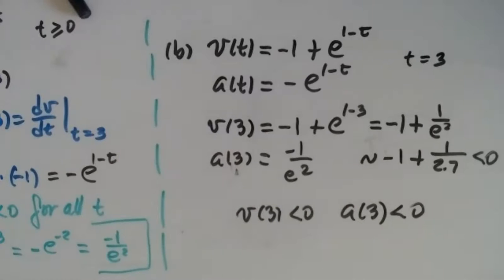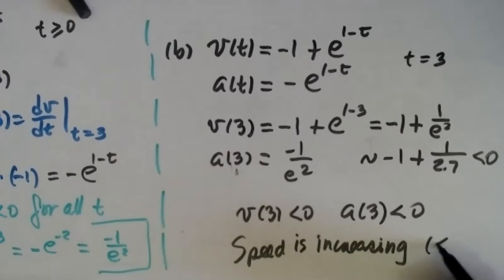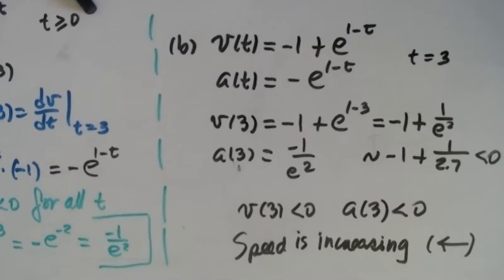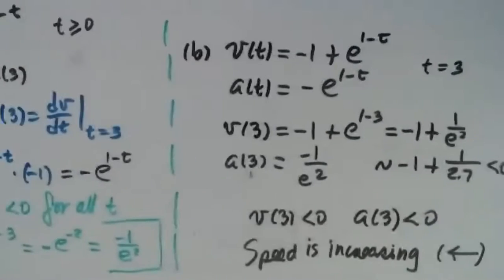What is going on? The speed is increasing. And the velocity goes to the left, correct? So the particle moves to the left and the speed is increasing. Everybody catch the reasoning? Questions here, part A, part B?